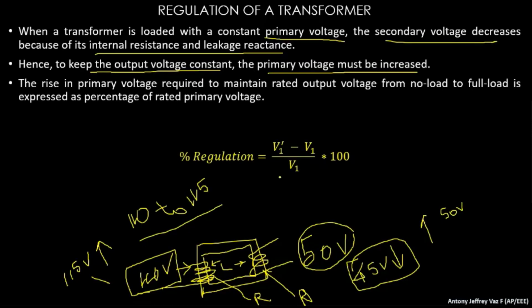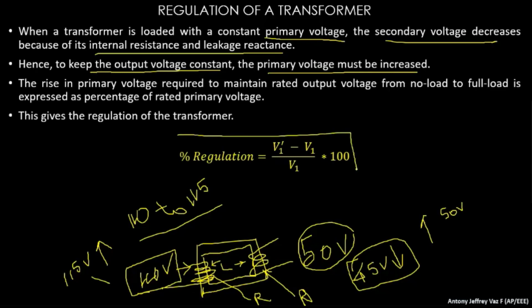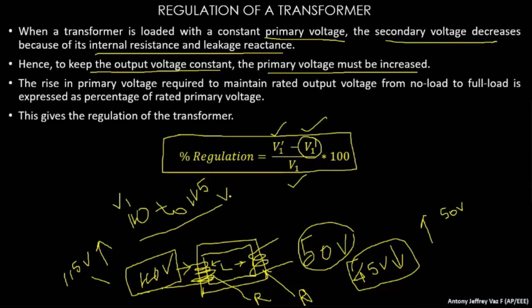that is the drop in regulation. To find the regulation of a transformer, you have a formula: percentage regulation is equal to V1 dash minus V1 divided by V1 into 100. Here V1 represents the 110 volt and V1 dash represents the new voltage, that is the increased voltage which is being fed into the primary side of the transformer.